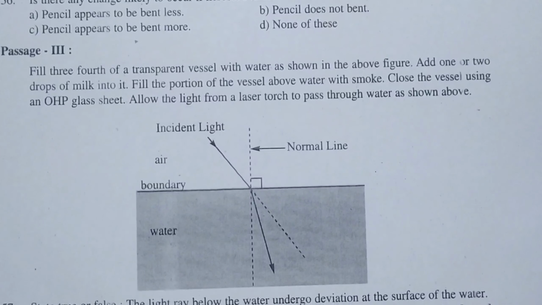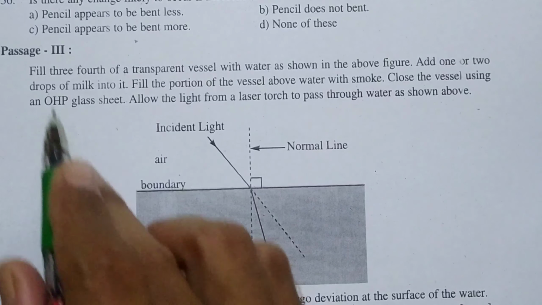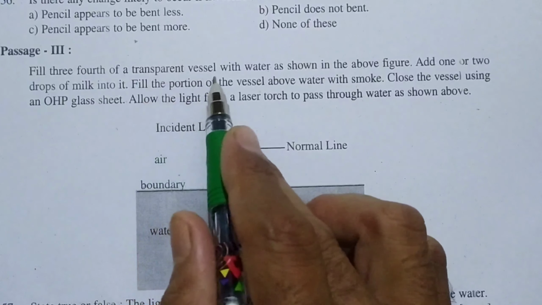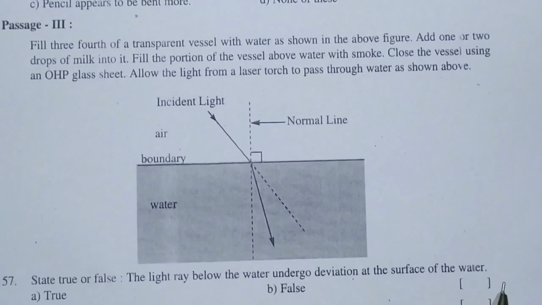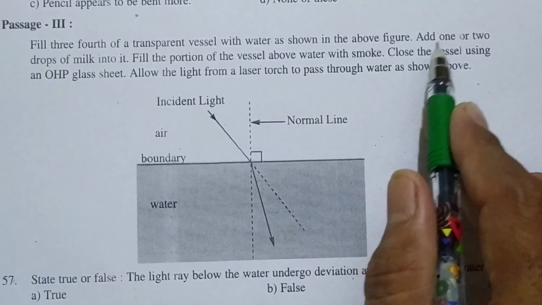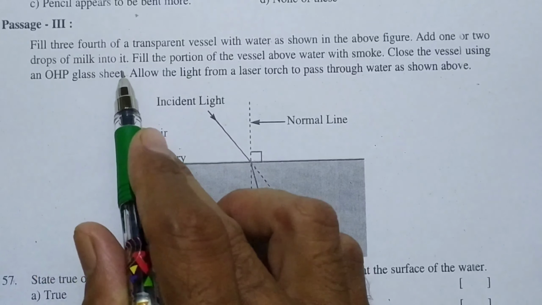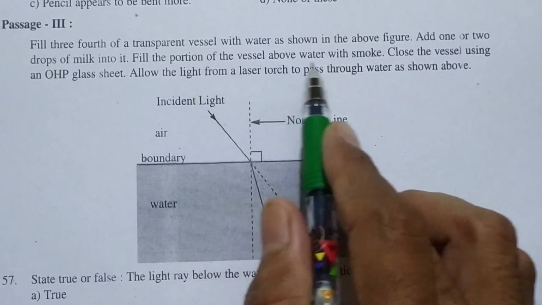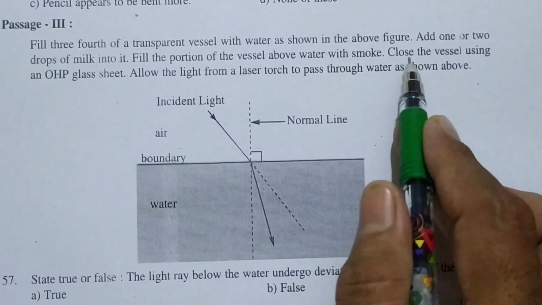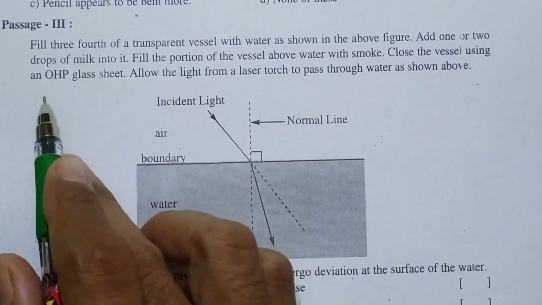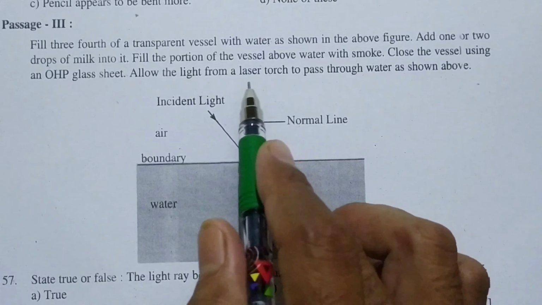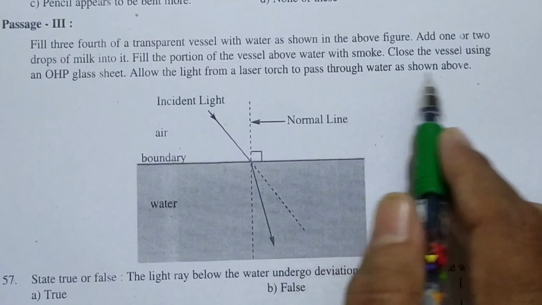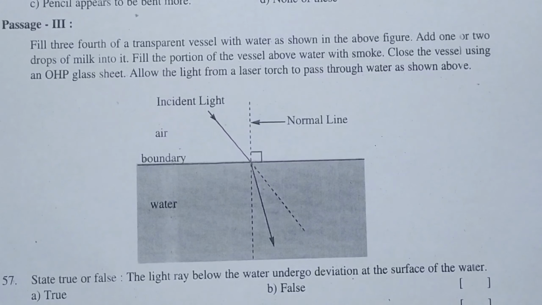Now let us see passage 3. Fill 3/4 of a transparent vessel with water as shown in the above figure. See, this is the given figure here. Add 1 or 2 drops of milk into it. Fill the portion of the vessel above the water with smoke. Close the vessel using an OHP glass sheet. Allow the light from a laser torch to pass through the water as shown above.